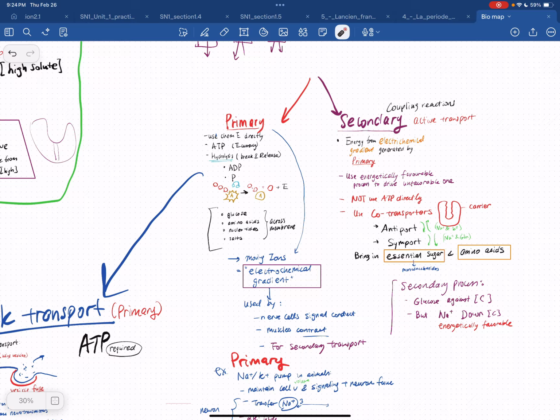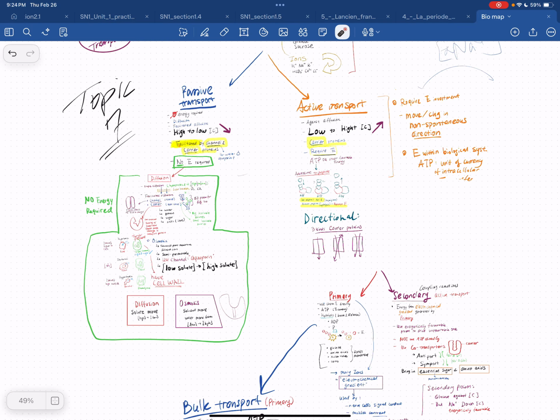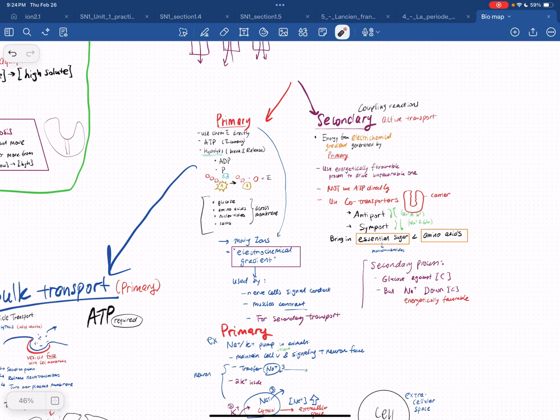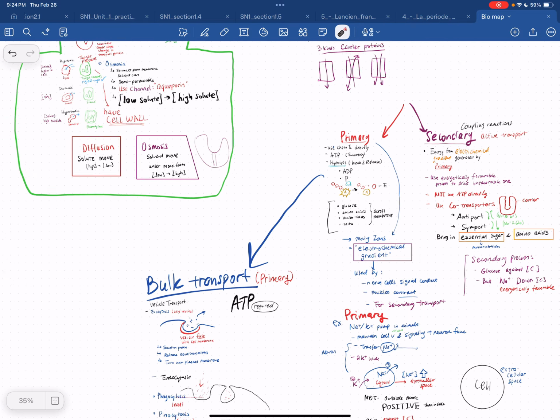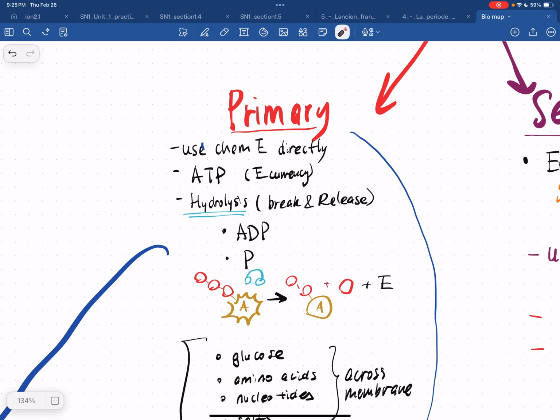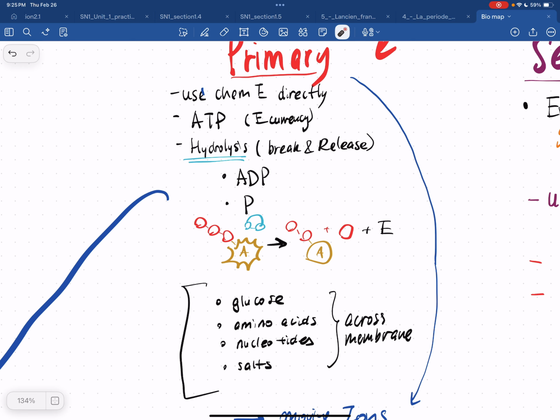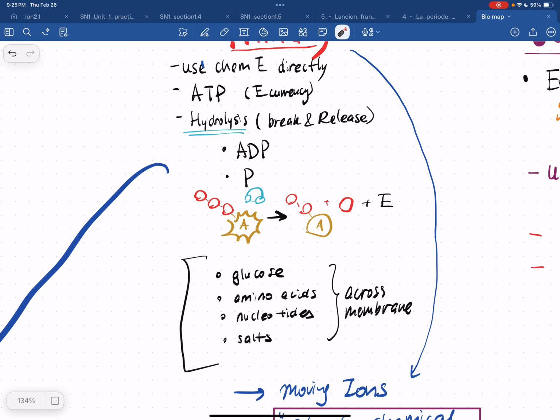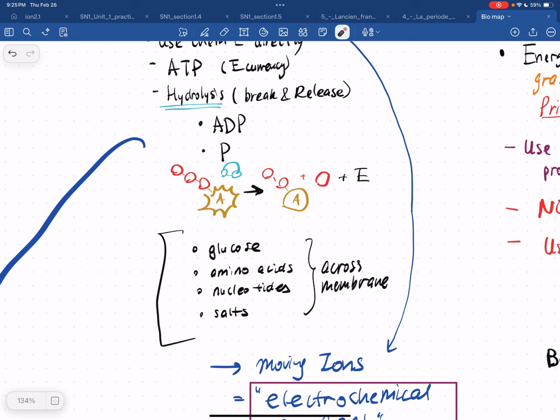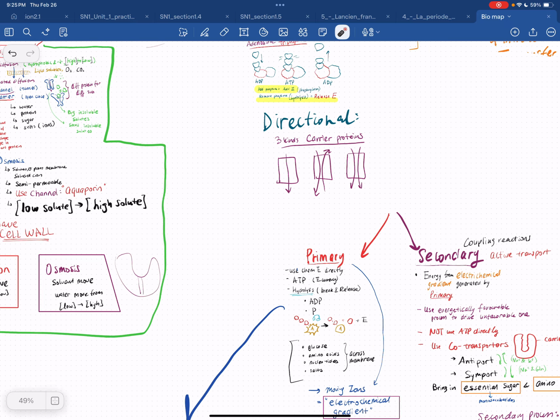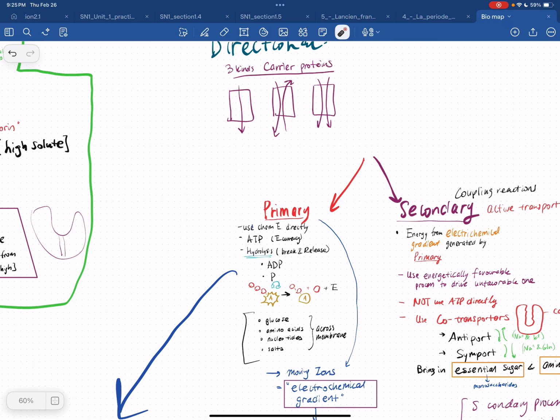So now we have active transport that requires energy and is against the concentration. There is primary, secondary, and bulk transport. Primary is when they use energy directly, so ATP is used directly. Adenosine triphosphate is used directly, with hydrolysis to release the stored energy. Every time a phosphate is added, there is more energy, and every time the phosphate is broken off, there is a release of energy.